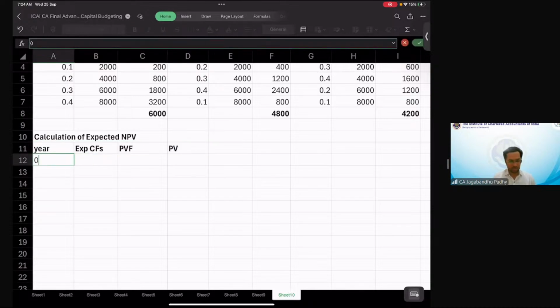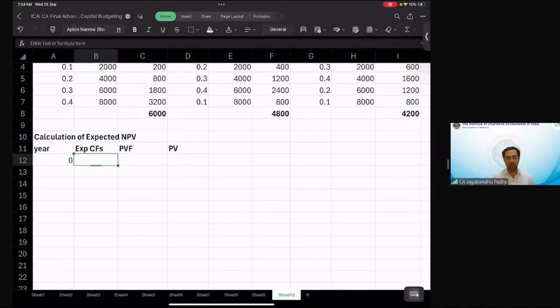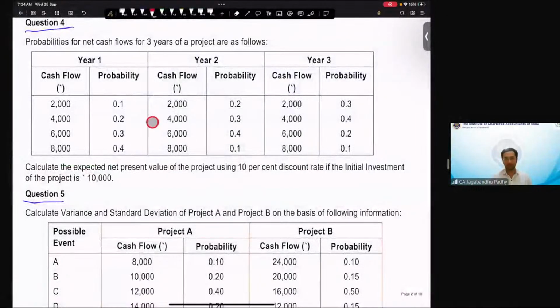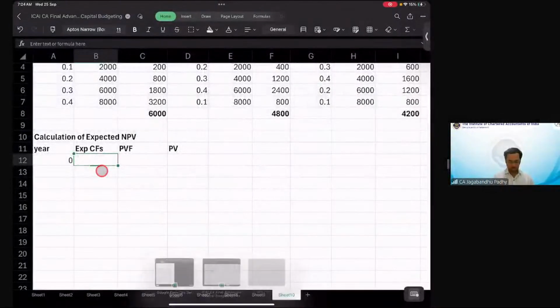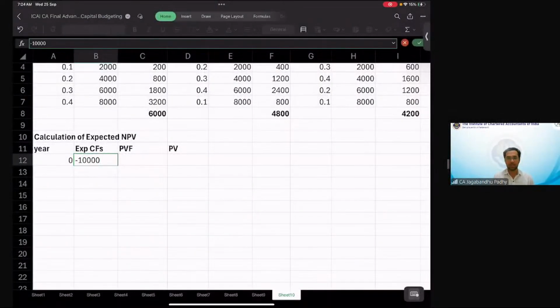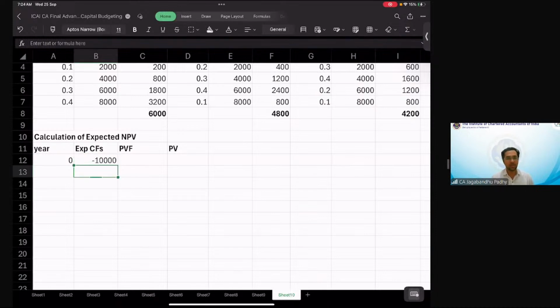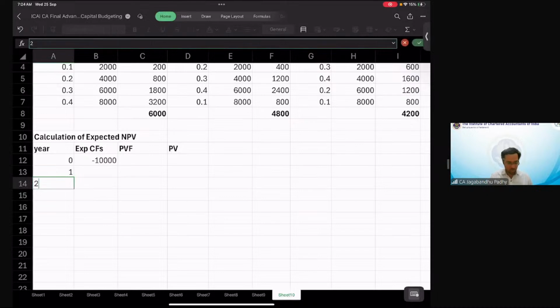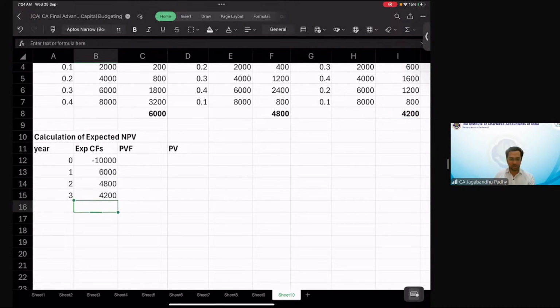So we have year zero. We are going to invest. How much, guys? What is the amount of investment that we have? Investment is 10,000, right? The initial cash flow, or expected cash flow, in year zero is going to be 10,000. Then the cash flow in years 1, 2, 3 is going to be the same as what we have derived: 6,000, 4,800, and 4,200.